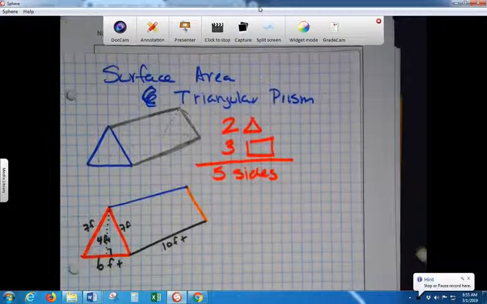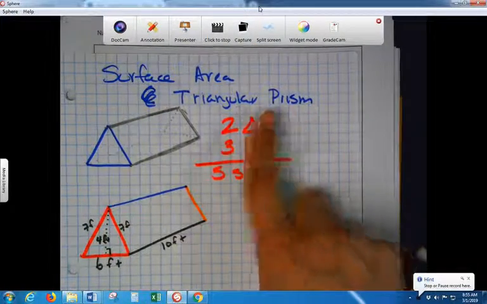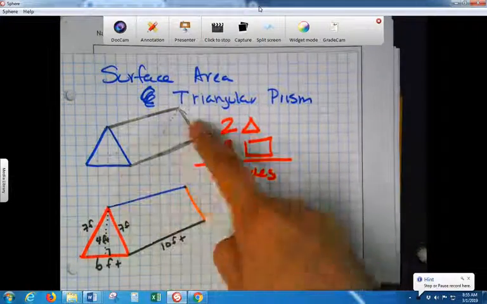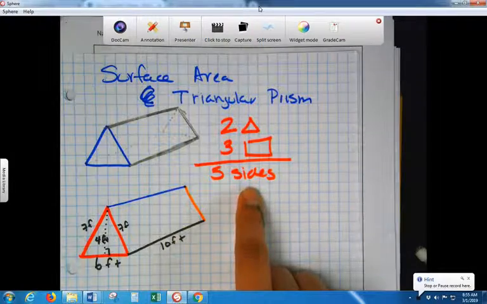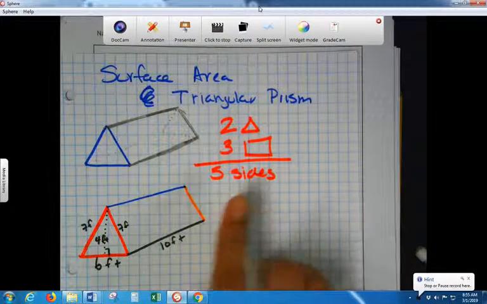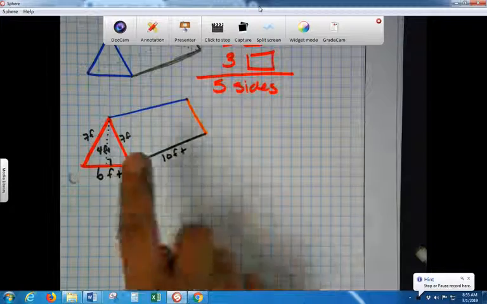Okay. Surface area of a triangular prism. A triangular prism has 2 triangles on the sides and then 3 rectangles. It has 5 sides. Yesterday we did a rectangular prism and how many? 6 sides.